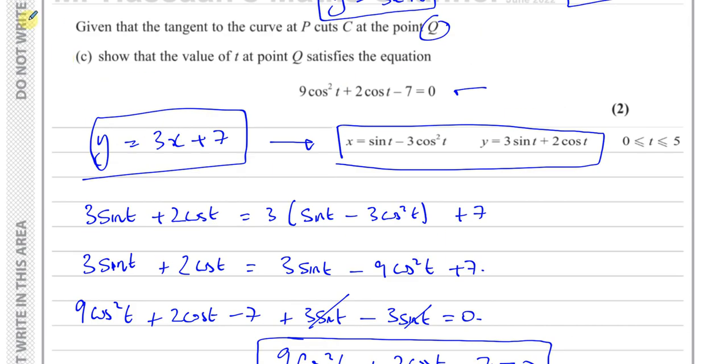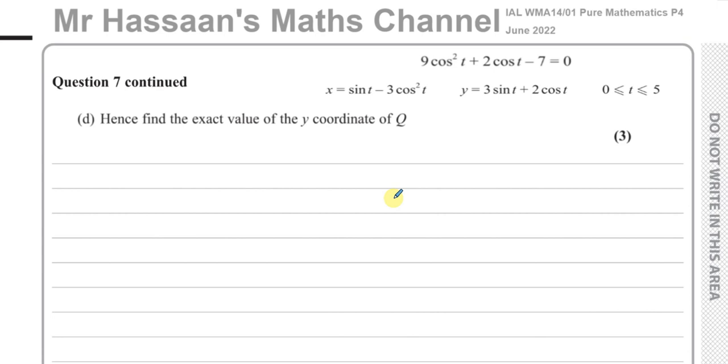Now for part D. It says, hence find the exact value of the y coordinate of Q. So again, even if you couldn't do part C, or we got part B wrong and part C was wrong, whatever, and we couldn't get this, well, they've given us what we should have got. So again, we can use this to get the answer to this question. Now we know that this equation here represents when the tangent y equals 3x plus 7 intersects with this curve. So if I solve this equation, I will find the points of intersection.